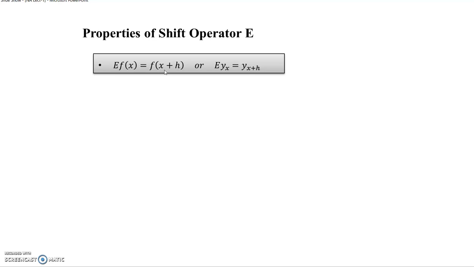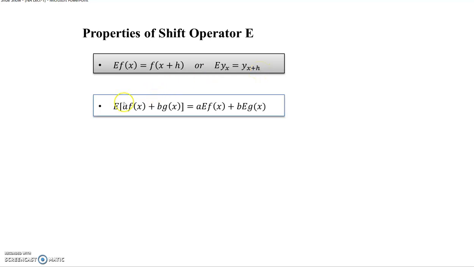First, its definition. E f(x) is equal to f(x+h), where h is the interval of differencing. Here, using E we are shifting by one step. It means if x is a point, an initial point, then we have to shift up to the next point x+h, and this can be written as E y(x) is equal to y(x+h).